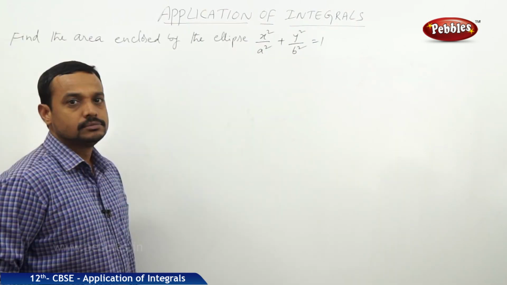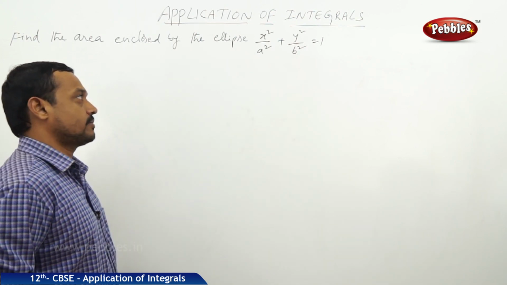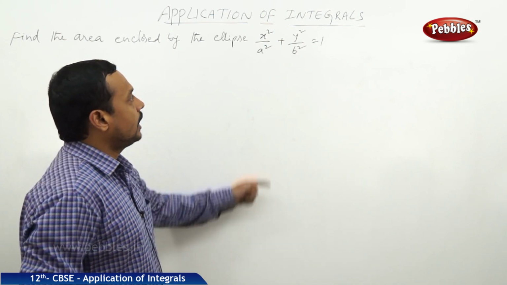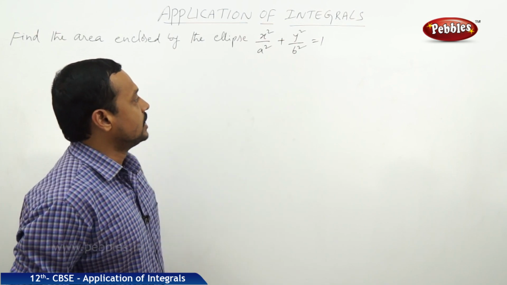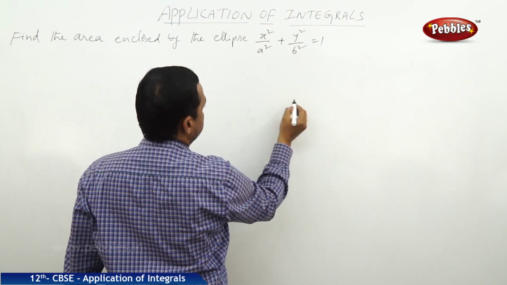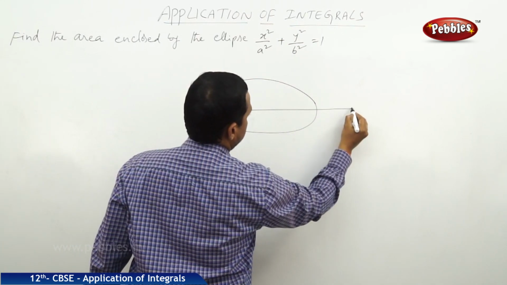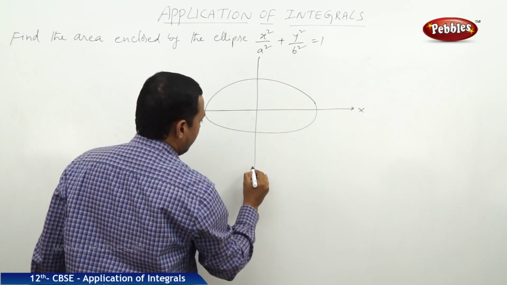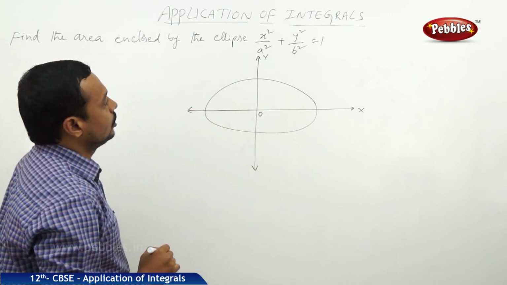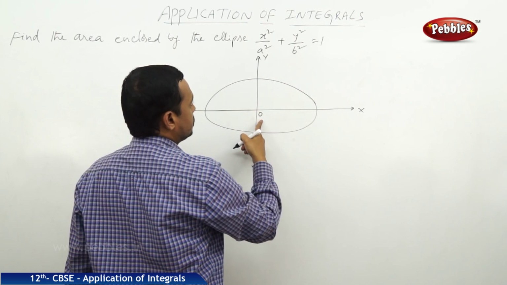Now let us find area enclosed by the ellipse x square by a square plus y square by b square is equal to 1. Now it is the standard form of the ellipse. And the center of the ellipse is at origin. And the diagram of this ellipse is like this. Now this is the x-axis and this will be y-axis and this is origin.